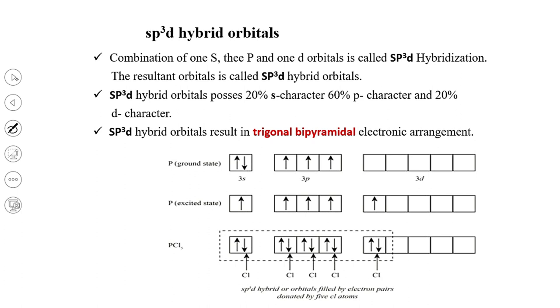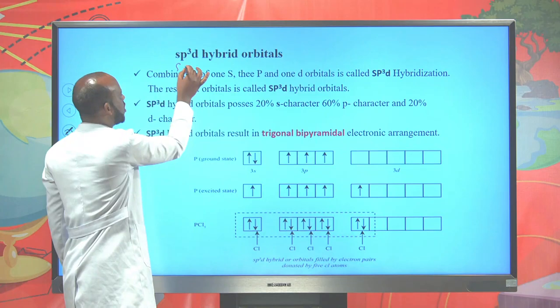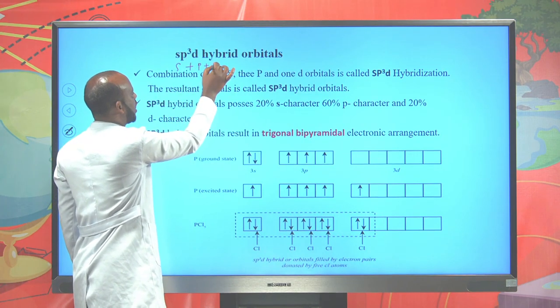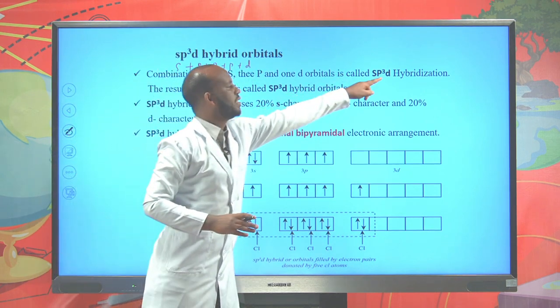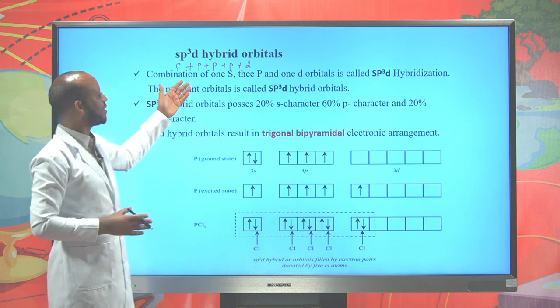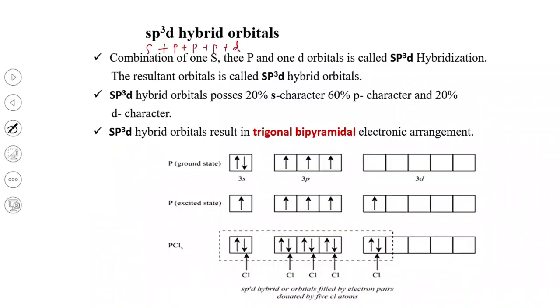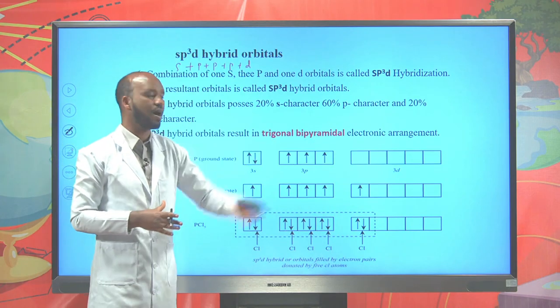sp3d hybrid orbitals. Combination of 1s, 3p and 1d orbital is called sp3d hybridization. 1s atomic orbital is mixed with 3p atomic orbitals and 1d atomic orbital to form sp3d hybridization. The resultant orbitals are called sp3d hybrid orbitals. sp3d hybrid orbitals possess 20% s character, 60% p character and 20% d character. sp3d hybrid orbitals result in trigonal bipyramidal electronic arrangement.